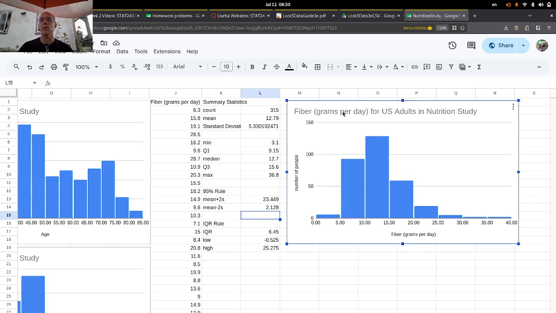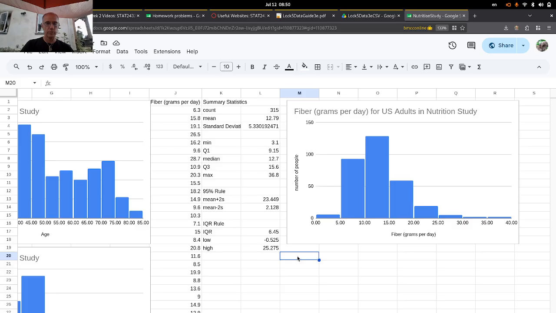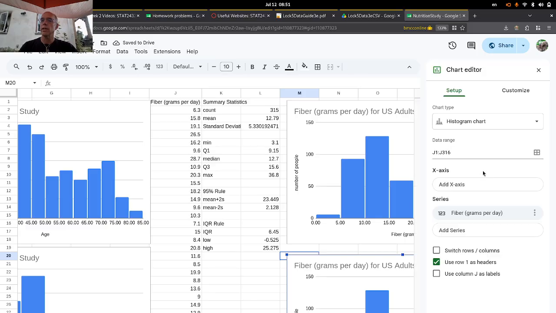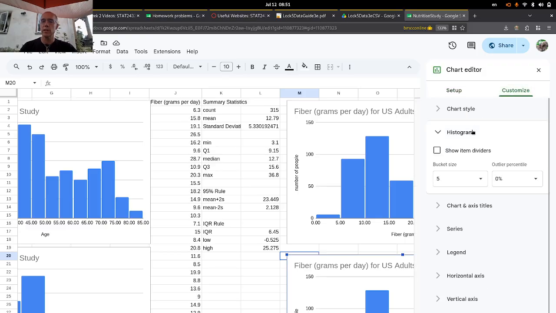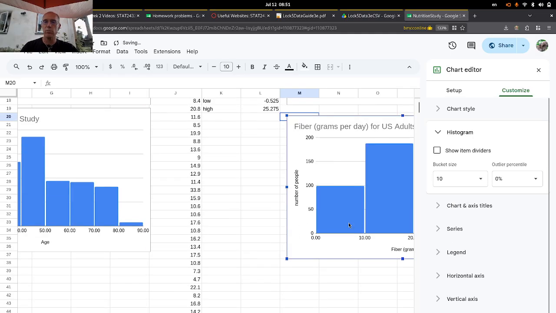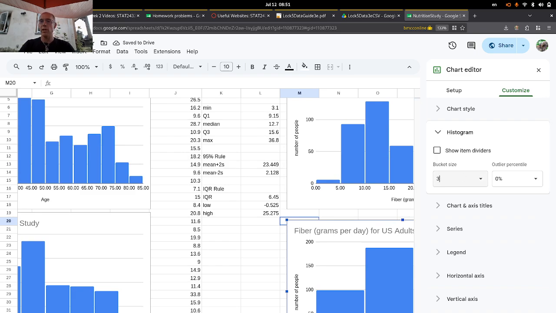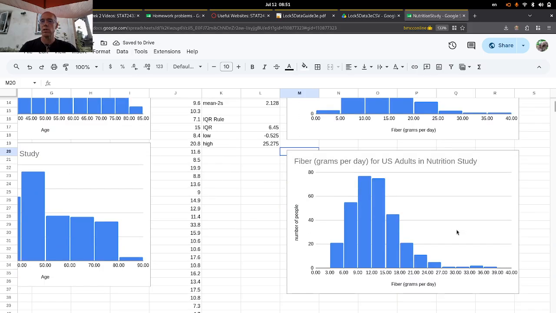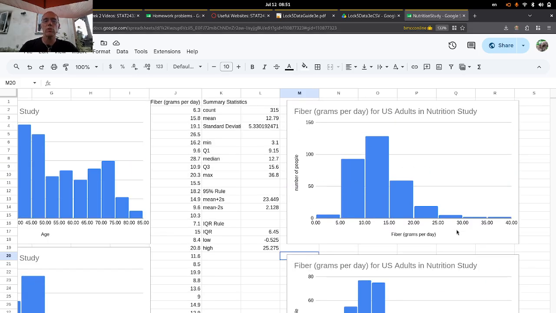Okay, let's do another histogram. Duplicate, copy, that's what I want. And this time, edit, customize, histogram. Jumping by 10 will be too few columns. That'll be a bad looking one, too blocky. So let's try jumping by 3. 3 is a nice number. That's okay, a little better breakdown. And again, 2 might be too many columns. All right, those are my 2 histograms.